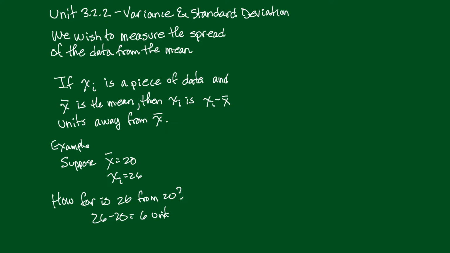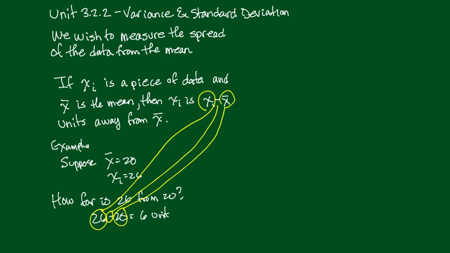Now look what we've done here. This is our piece of data minus the mean. So how far is a piece of data from the mean? You just take that data value, subtract the mean, and that'll give you the number of units.